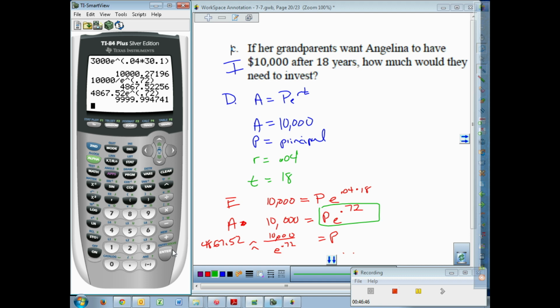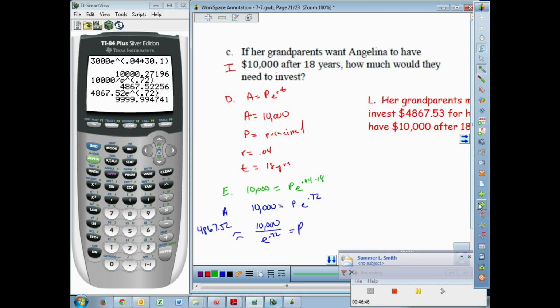Nope. So how much would you really have to invest? Did you invest enough? Yes or no? So what do you need to invest? $4,867 and what? 53 cents. This wasn't enough to get you 10 grand because of rounding. Because we rounded it, we didn't make enough. Sure, we rounded correctly mathematically. Realistically, it's got to be rounded up.